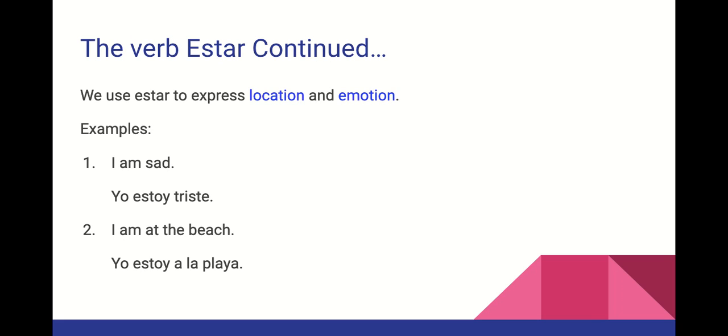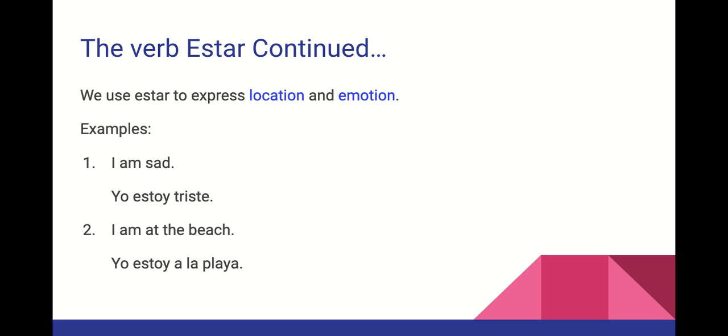The verb estar is used to express location and emotion. In chapter 2B, we used it to express location, talking about the location of items in the classroom. So, el reloj está encima de la puerta. Okay, we used it to talk about the location of items. Now, in this chapter, we're going to use it to talk about where we are located.